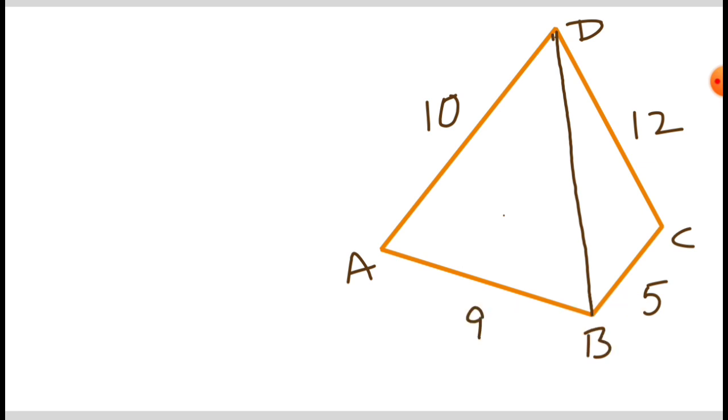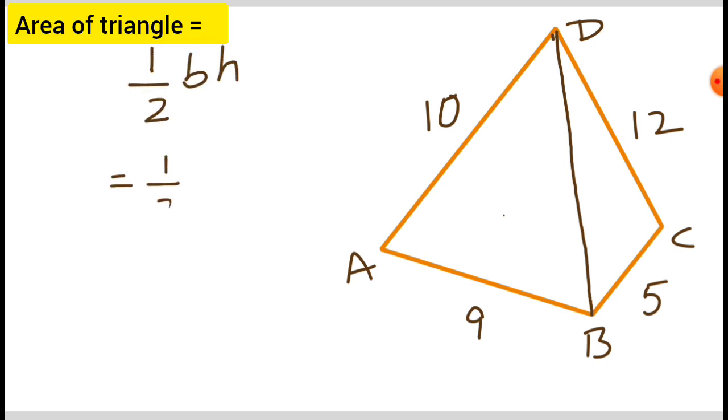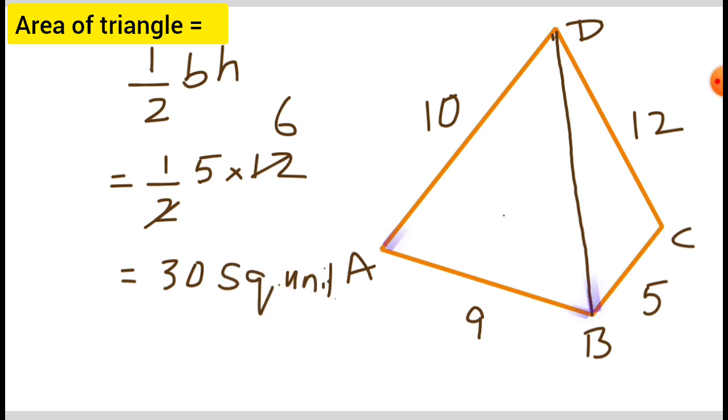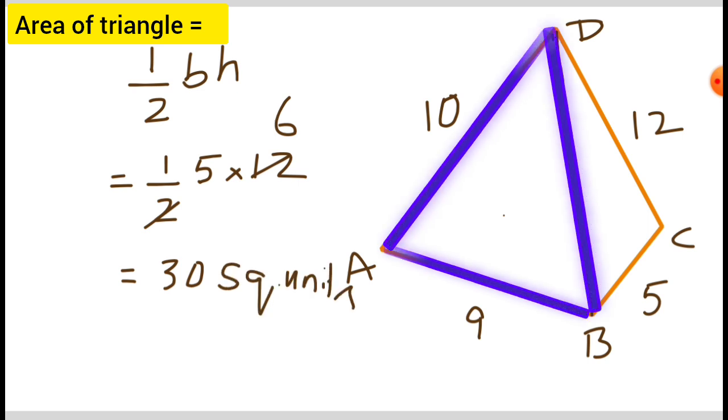First let's find out this DCB triangle. In DCB triangle we have a base 5 and height is 12, isn't it? So area of the triangle, the formula is half into base into height. Base length is 5 units, height length is 12 units. After cancelling, you will get area of this DCB triangle is 30 square units. Now we need to find this ADB triangle.